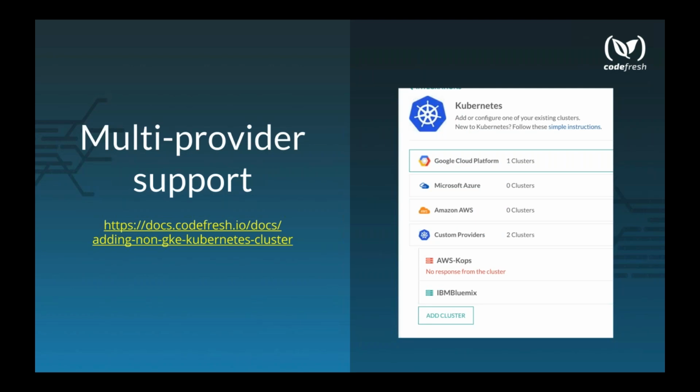Most of you probably have already connected a cluster to Codefresh, but if you haven't, you now can actually have full multi-provider support here. So here you can see a view of, I've got a Google Cloud cluster configured. I haven't added one for Azure or AWS yet here. And you can see custom providers. I've got IBM. I've got a cluster there. And you can see that I actually can see the status of those clusters. So I can see that this AWS KOps one that I set up is no longer responding. There's a good reason for that. It's because I took it down before this presentation.